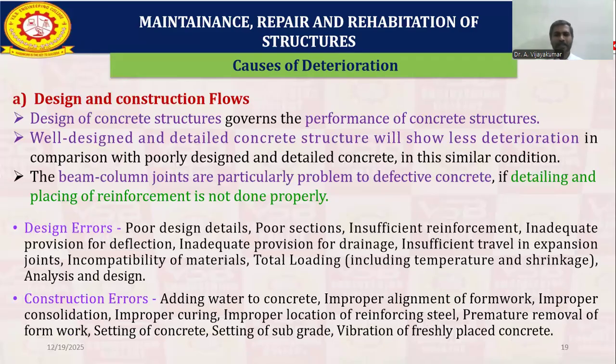What is a construction error? When you start doing the construction, some errors there may also be chances of failure of the structure. Adding water to concrete, improper alignment of the formwork, improper consolidation, improper curing, improper location of the reinforcements, premature removal of the formwork, setting of the concrete, setting of the subgrade, and vibration of freshly placed concrete. These come under construction errors. So both design error and construction error are very important causes of deterioration.